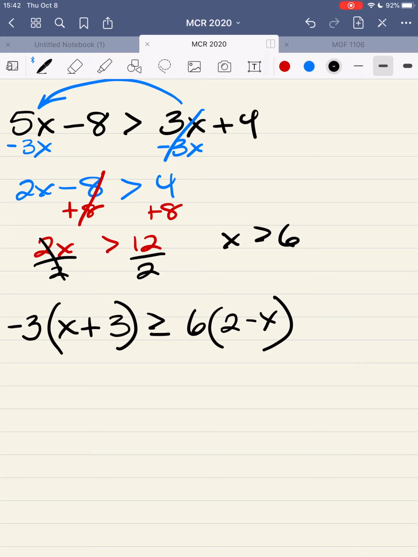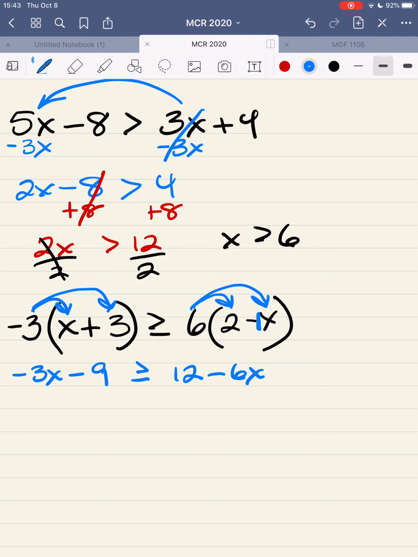Example number 4. I need to go ahead and distribute both sides first. There's nothing in common inside the parentheses, so I need to go ahead and distribute. So I have negative 3x from the distribution here. Negative and a plus give me a minus 9 is greater than or equal to 6 times 2, which is 12. And 6 times negative x, remember there's that 1 there, so that would give me a minus 6x.